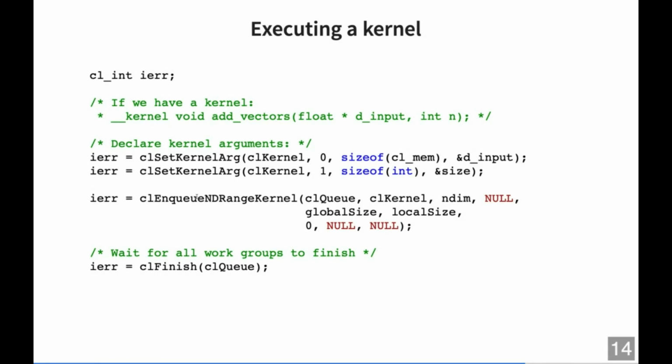And again, you need to think of this as an asynchronous operation. So in order to be sure we've finished all our work, we need to check with this clFinish call, the argument of which is the queue into which the work has gone. And that will ensure that when it returns, we know that we're safe to get the results back.